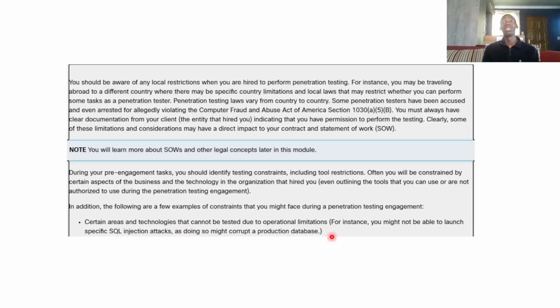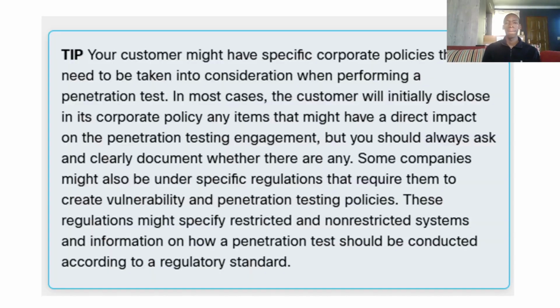Yes, and we were told that we need to always back up each and every piece of information pertaining to a company. Now we are given a tip, although it might be a bit blurry. It says our customer might have specific corporate policies that need to be taken into consideration when performing a penetration test. In some cases, the customer will initially disclose in its corporate policy any items that might have a direct impact on a penetration testing engagement. But we should always ask and clearly document whether there are any.